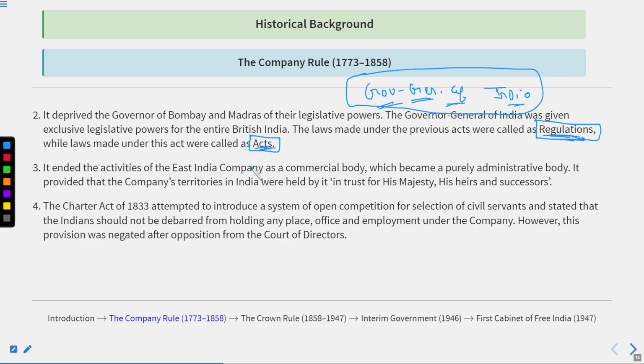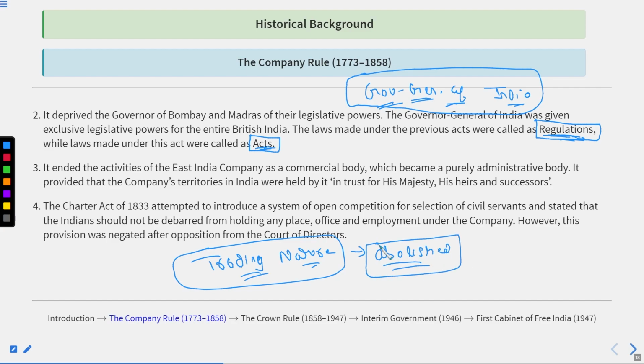purely administrative body. It provided that the company's territories in India were held by it in trust for His Majesty, his heirs, and successors. So basically, what happened? The trading nature of the East India Company was now abolished. All right, and the company was now purely transformed into an administrative body.